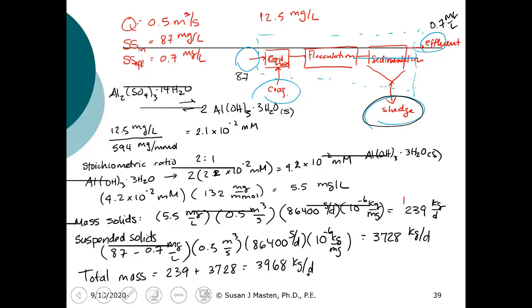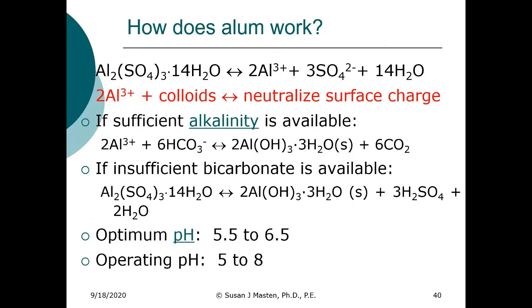Any questions? So what we've done is we've calculated the dry weight of solids that we would produce. Now when we add alum, and this is the full reaction, that releases aluminum ions, sulfate, and 14 waters. And it's these aluminum ions that react with the colloids to neutralize the surface charge, to destabilize the colloidal suspension, and to form floc.